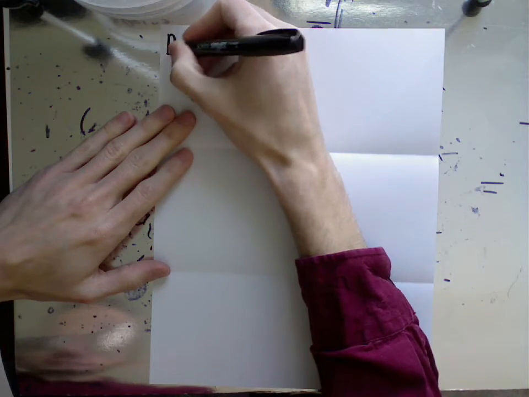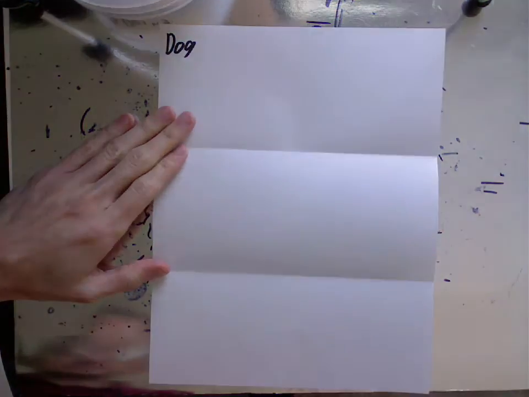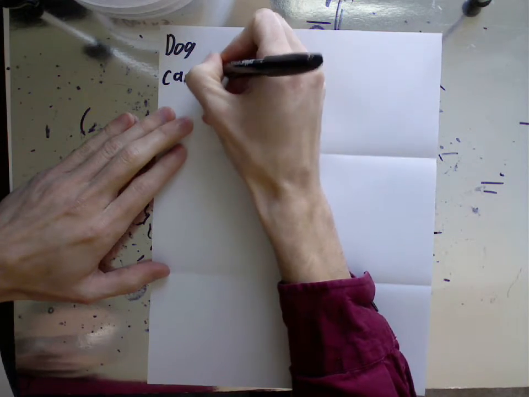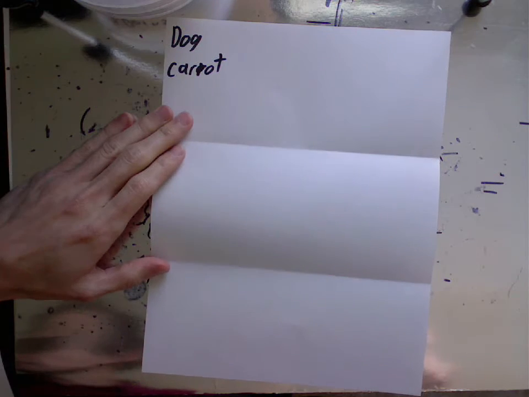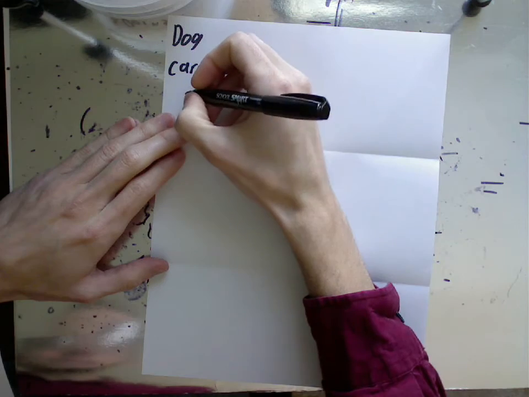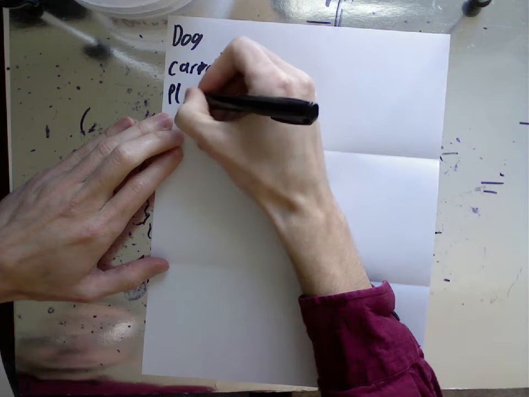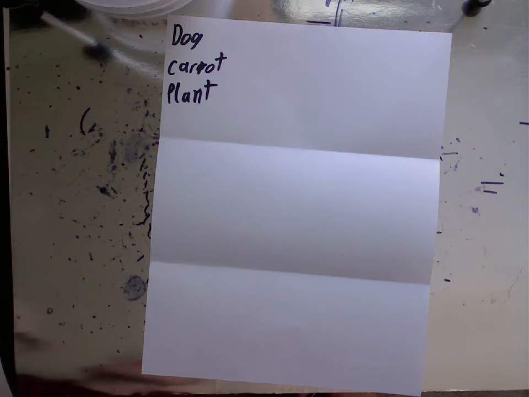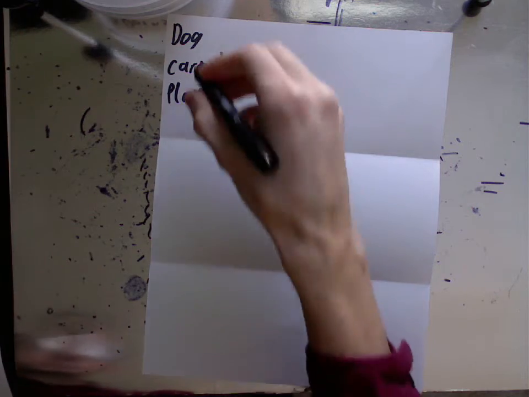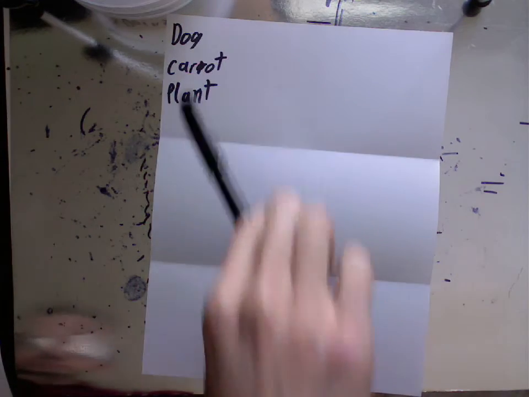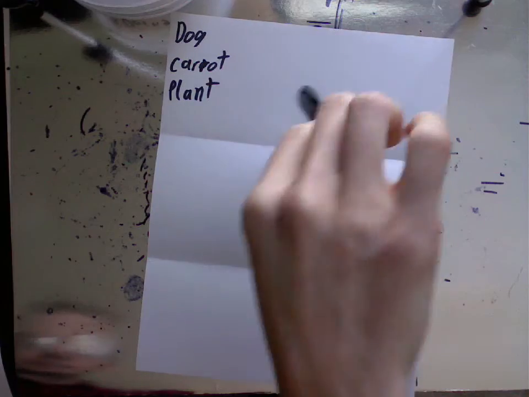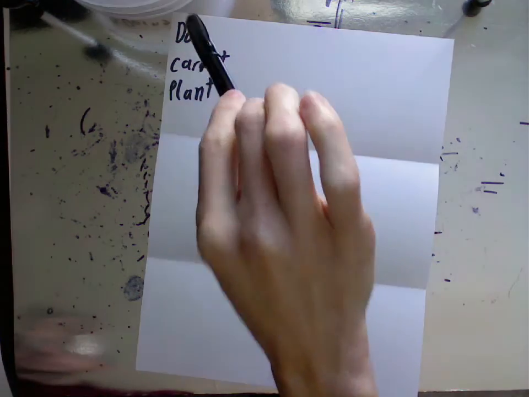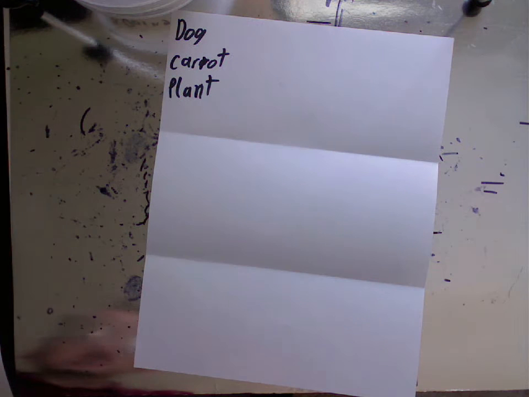So maybe someone says like a dog, and then someone says a carrot, and then someone else says a plant. A dog, carrot, plant, but they could be any order. So you could put the dog as the feet, the carrot as the head, and the plant as the body, or it could be any combination as long as one of them is a dog, one of them is a carrot, and one of them is a plant.